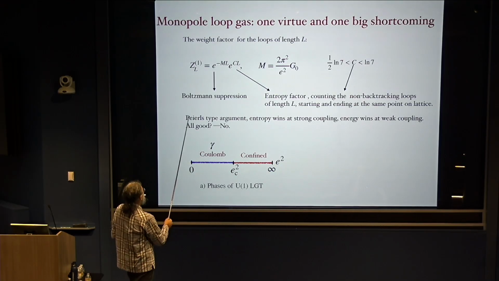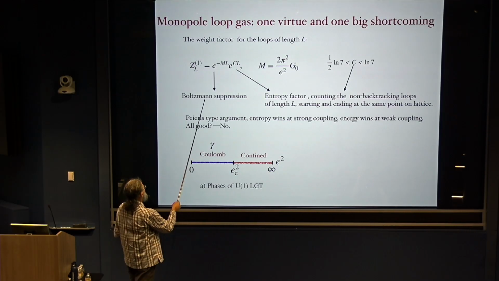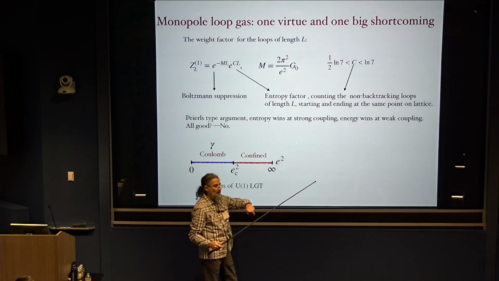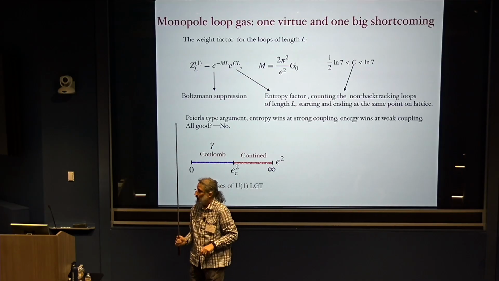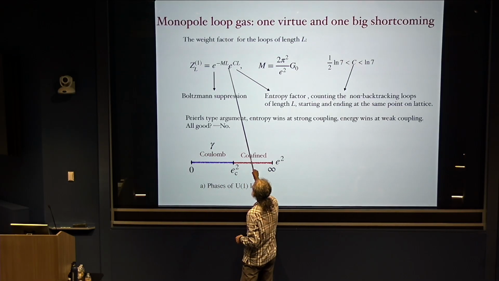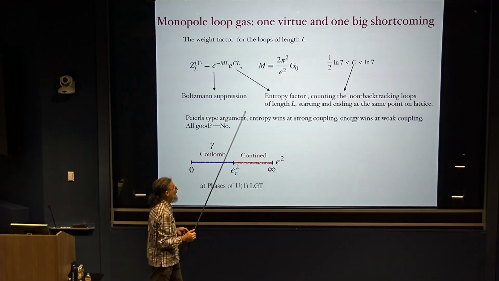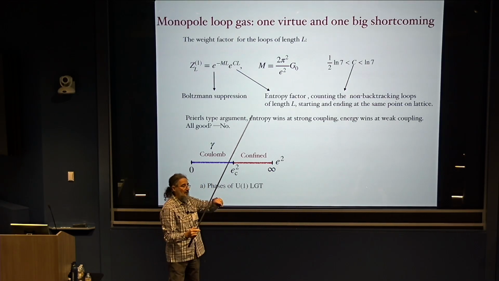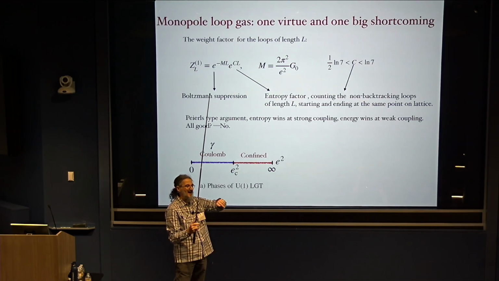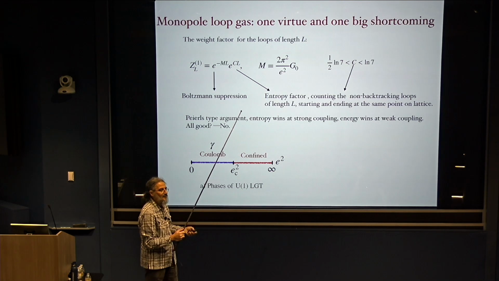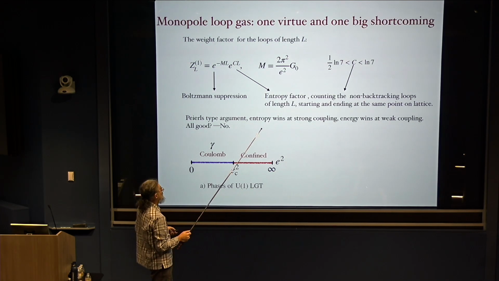I want to describe for you this phase transition in a very physical and intuitive and beautiful explanation by Peierls type argument. You can think about the weight factor of loops of length L. Take an arbitrary loop of length L. Of course, it is Boltzmann suppressed as mass times length of the loop, and you would think that it is not quite relevant. But then you have to count how many loops are there, how many non-backtracking loops are there, starting at some point, going around making L steps, and coming back at the same point. If you count this, this gives you the entropy factor associated with these loops.